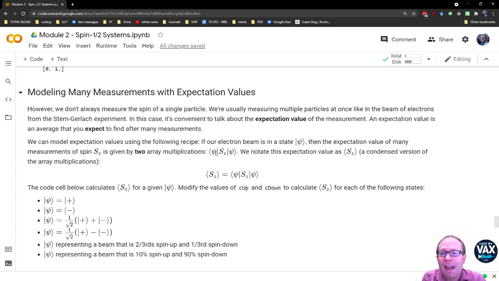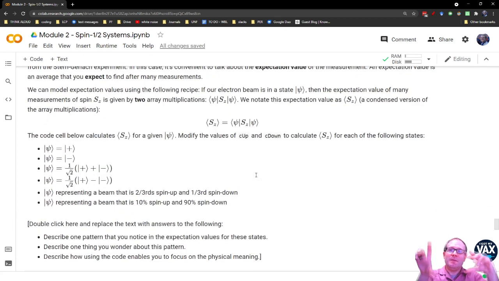Now we need to see how we take psi the bra, the complex transpose here, and multiply that onto SZ and psi. That's a lot to write, so we usually use the shorthand of just the two brackets on SZ. That just means the same thing: psi on SZ on psi. And so this condenses down to give you a single number, a scalar, right?